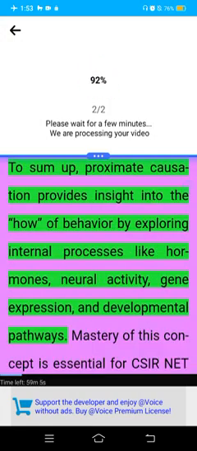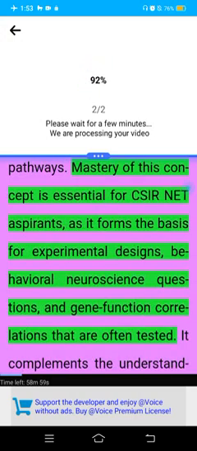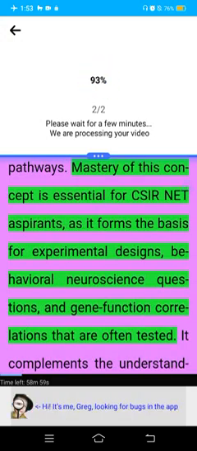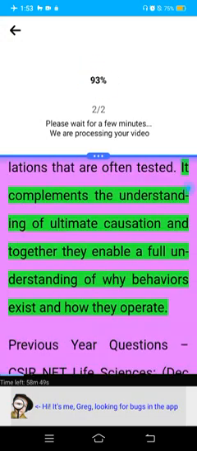To sum up, proximate causation provides insight into the how of behavior by exploring internal processes like hormones, neural activity, gene expression, and developmental pathways. Mastery of this concept is essential for CSIR NET aspirants, as it forms the basis for experimental designs, behavioral neuroscience questions, and gene function correlations that are often tested. It complements the understanding of ultimate causation, and together they enable a full understanding of why behaviors exist and how they operate.